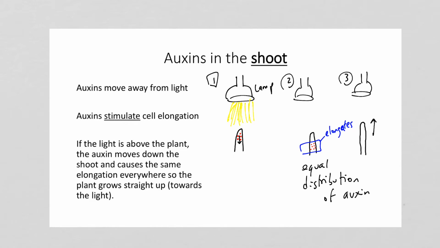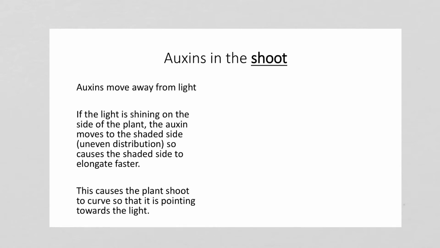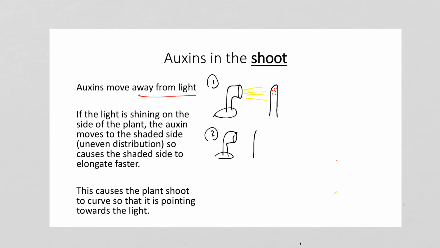If the lamp is not directly overhead, if the lamp is to the side, so this time let's put a little table lamp, beautiful drawings here. I'm not going to have an equal distribution. Okay, so I start with all my auxins at the shoot tip. What's going to happen, they're going to move away from the light. So I'm going to end up with all of my auxins on the far side, the shaded side.